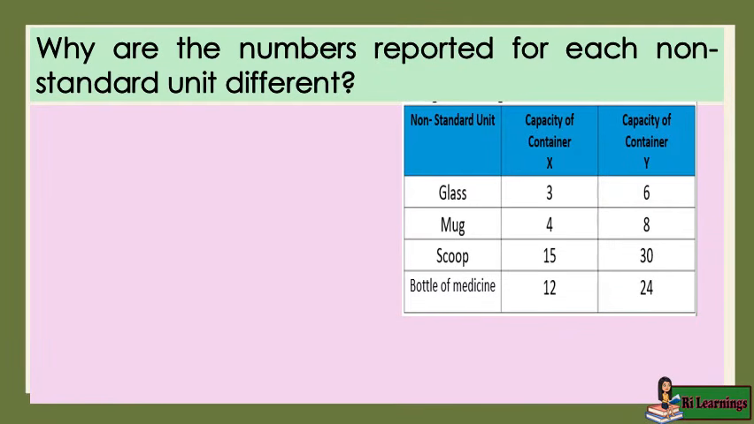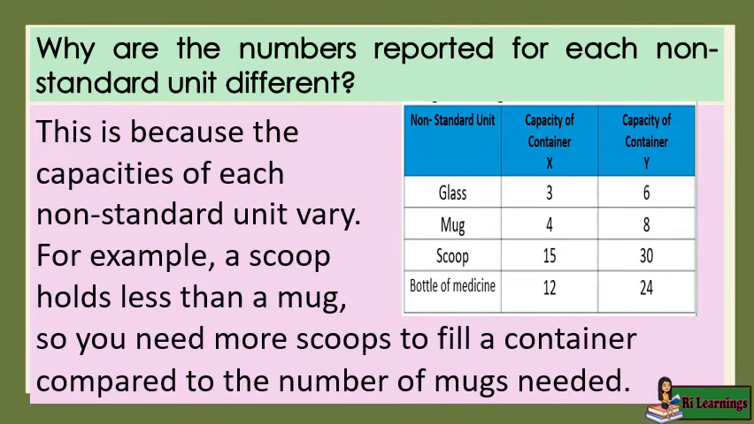Why are the numbers reported for each non-standard unit different? This is because the capacities of each non-standard unit vary. For example, a scoop holds less than a mug, so you need more scoops to fill a container compared to the number of mugs needed.